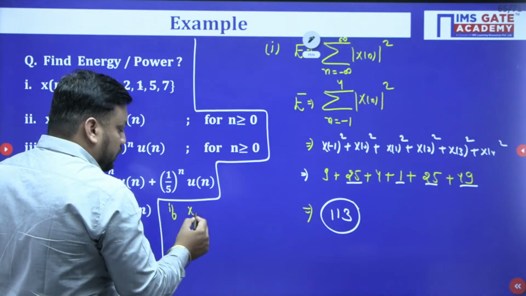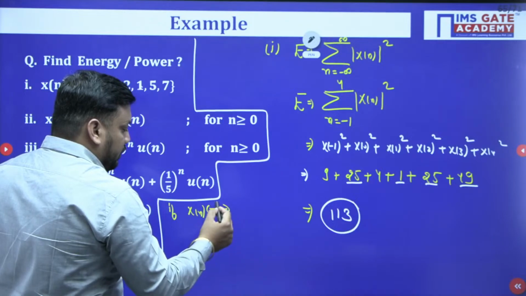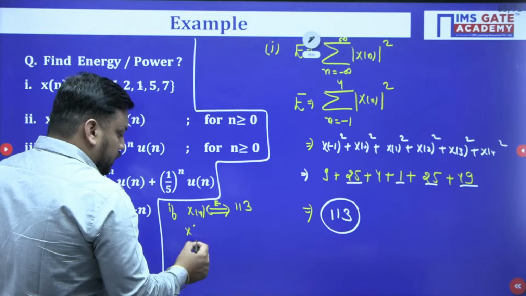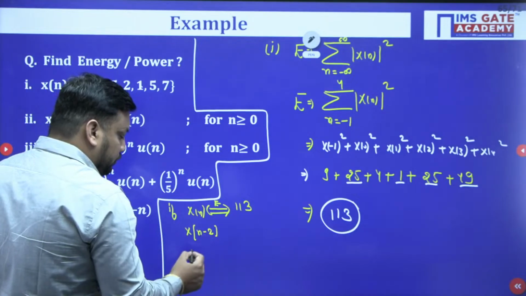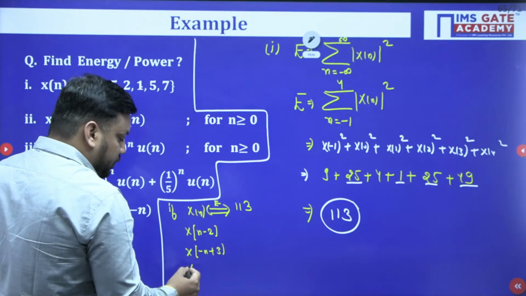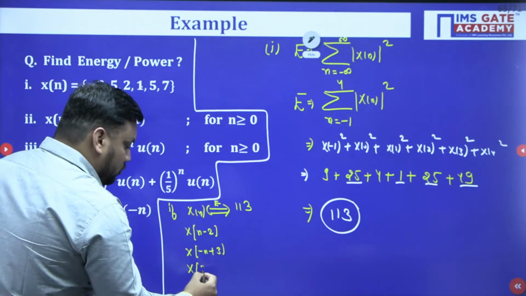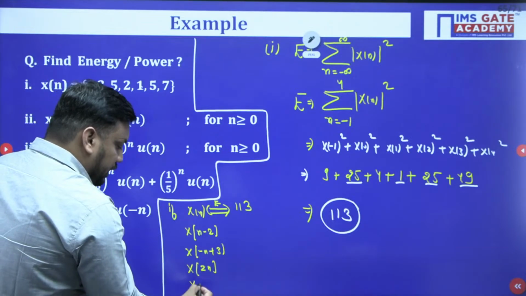So now I am asking the next question to you only. If x of n is an energy signal having the energy value 113, then find out the values of x of n minus 2, x of minus n plus 3. I think this part of the board is visible to you. x of 2n, okay, and x of n by 2.